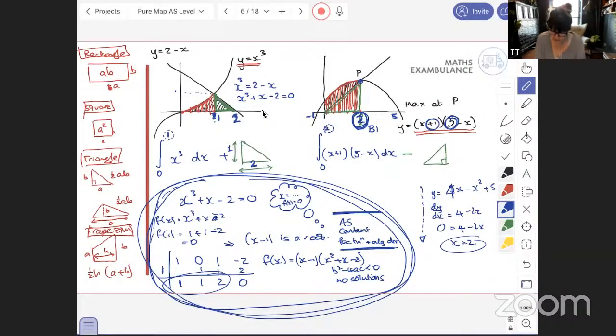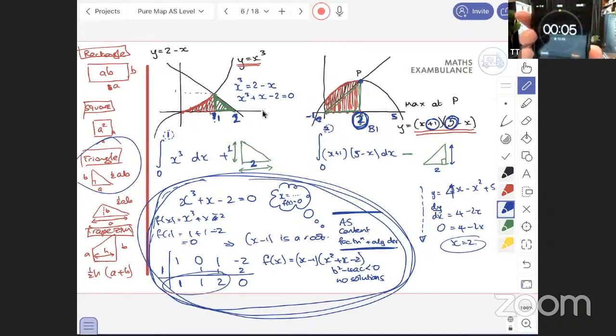And now I can see that the bottom of the triangle is 2. And I can put 2 into the quadratic to get the height of the triangle. And then I can use the triangle area. So, good timing.